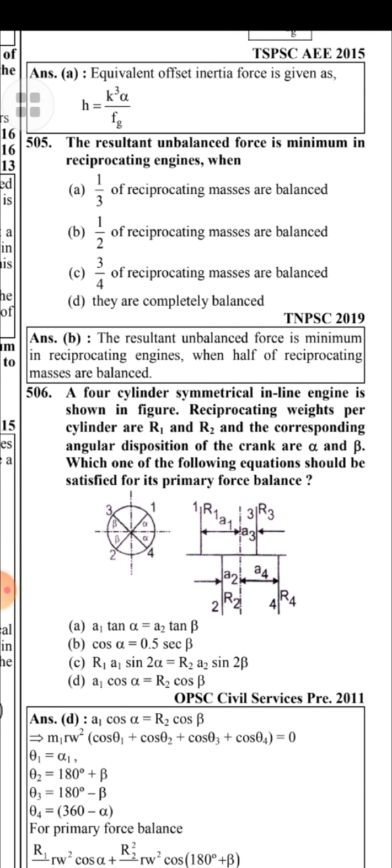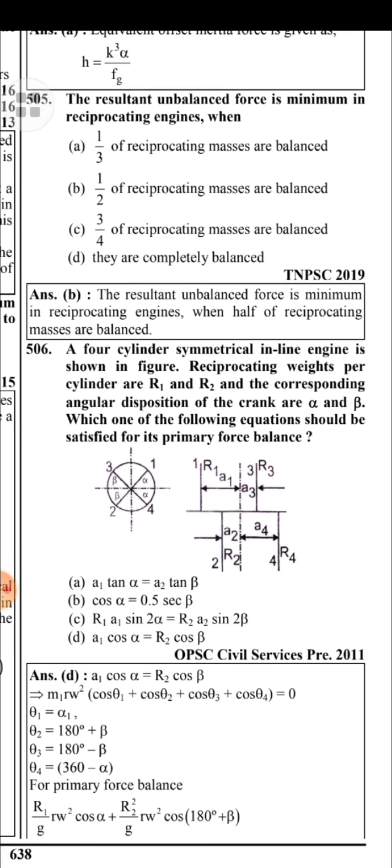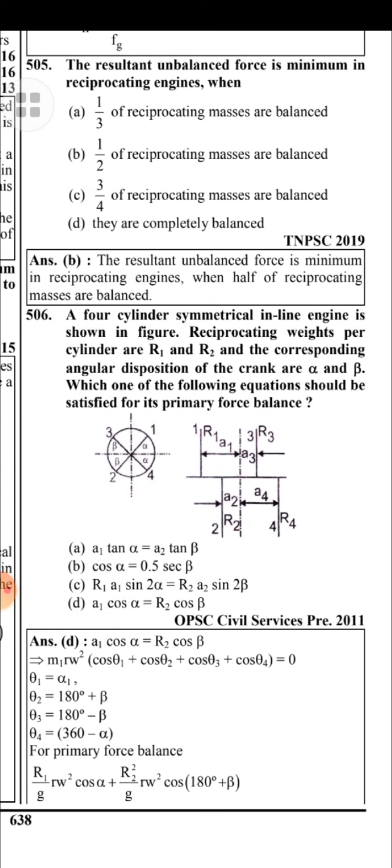For a cylindrical symmetrical inline engine shown in the figure, the reciprocating weight per cylinder is R1 and R2 and the corresponding angular positions of the crank are alpha and beta. Which of the following equations should be satisfied for its primary force balance? R1 cos alpha equals R2 cos beta.